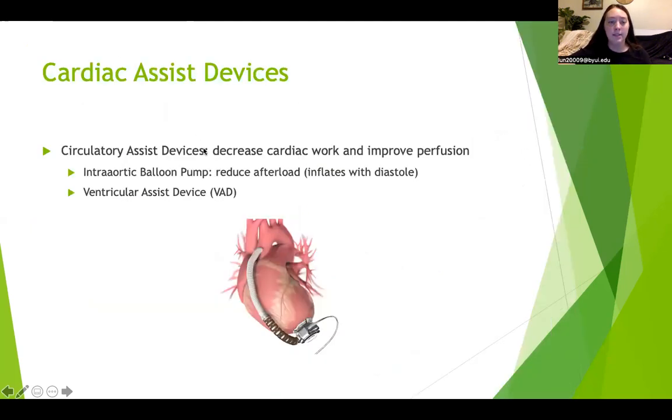Okay, cardiac assist devices. If there's cardiac damage or something happens, sometimes the heart needs a little bit of help to pump. So it decreases cardiac work and improves perfusion in the body. You have an aortic balloon pump, and this just opens the vessel to reduce afterload. As diastole happens, as everything relaxes, the balloon inflates to keep things open and promote flow. Okay. Ventricular assist device, it looks like this. It sits at the left ventricle, and then it just assists the ventricle in pumping, through an electrical current.